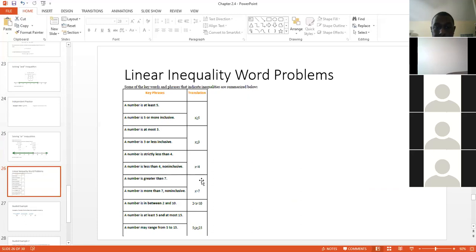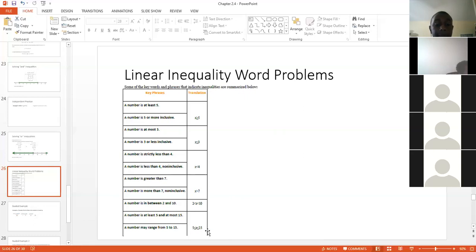Numbers greater than 7, that's just a symbol you're converting into translation. A number is in between 2 and 10. So whenever you have something that's in between, the x is your number, in between 2 and 10. So x has to be greater than 2 and less than 10. This is where you can use a compound inequality to represent something where a number is in between.